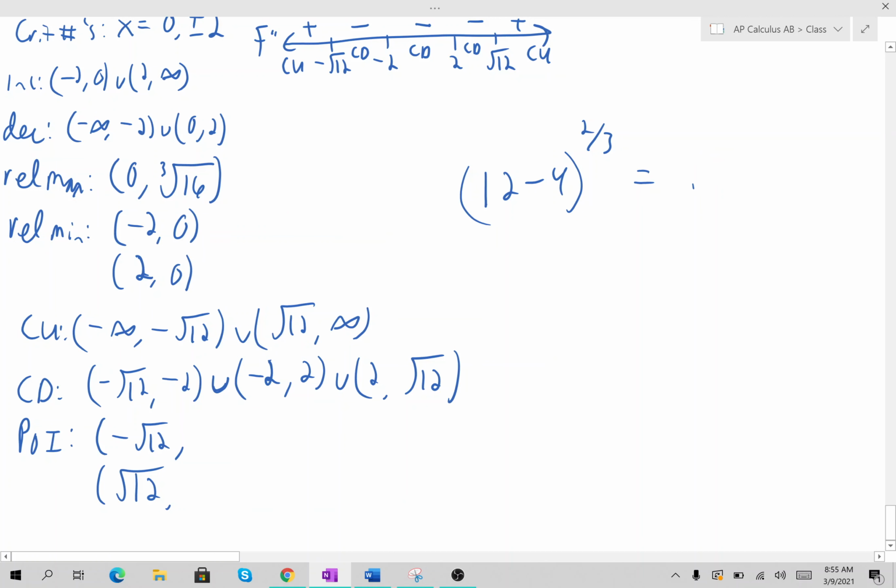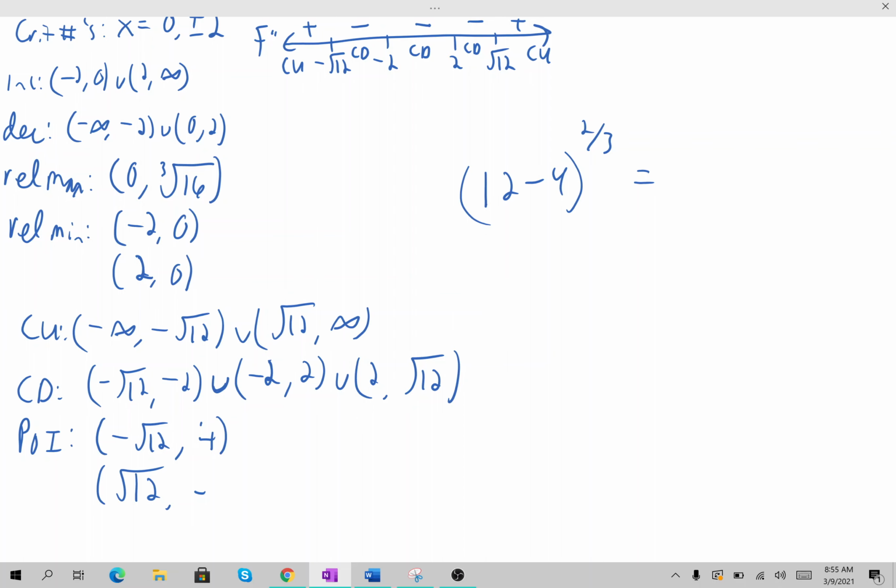Well, if you plug in, you're going to get cubed root of 8 is 2 and squared is 4. So these are both 4s if it doesn't let me write it. Here we go. I did too much. All right, you get 4s. Okay, too much. Too much for my poor little computer.